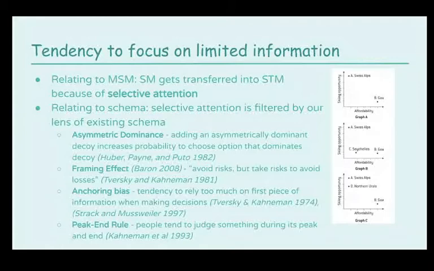And relating it to schema, the reason why we have selective attention is because the information that we get will be filtered by our existing preconceptions or existing schema. And the bias of this is that we would often fall into things like asymmetric dominance, framing effect, anchoring bias, and pick and roll.